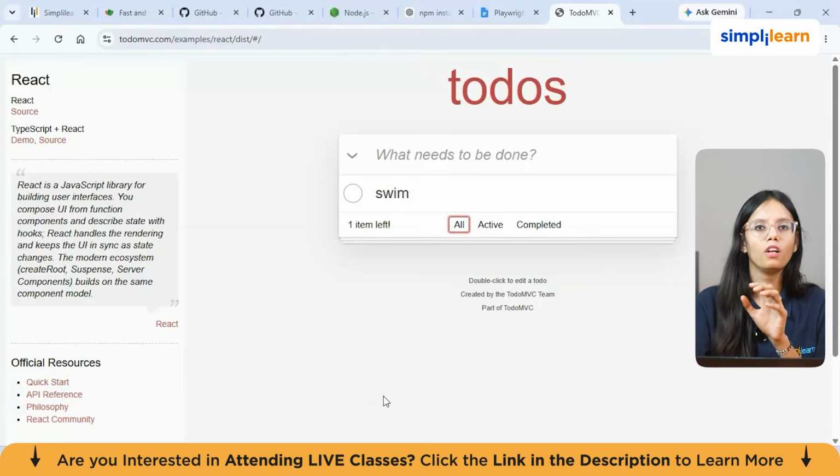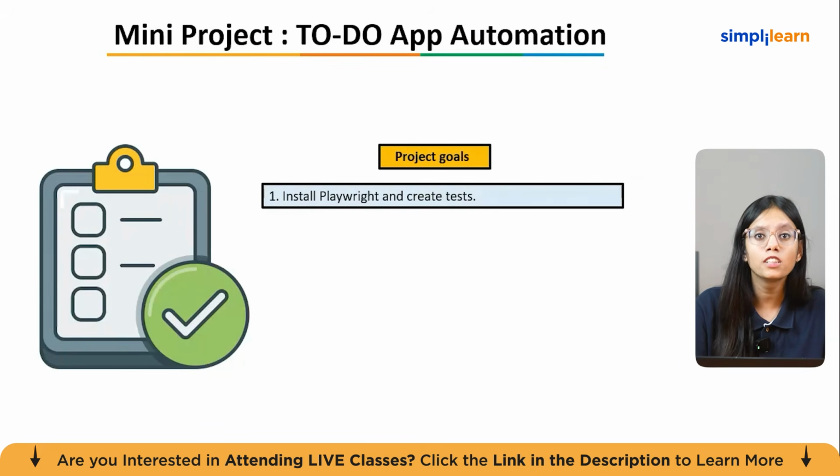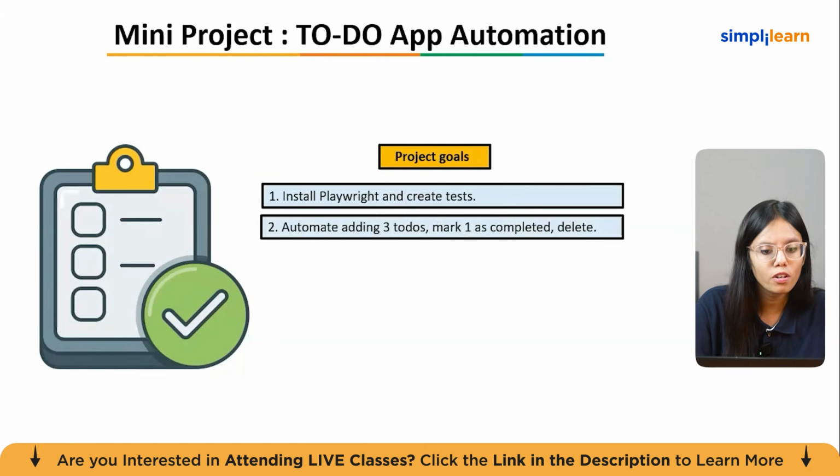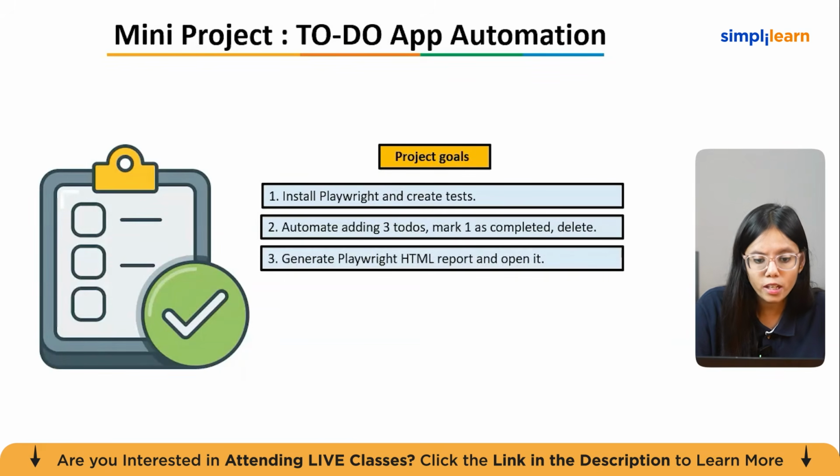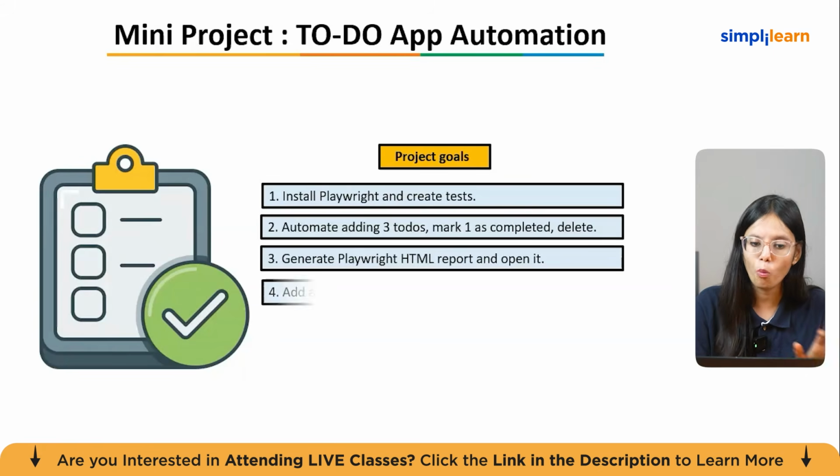We already know the tools required for this project are Node.js and Playwright, and the editor, which is VS Code, which we saw earlier in this tutorial. Now let's look at the goal of this project. First we will install Playwright and create tests. Then we will automate adding 3 to-dos, marking one as completed, and deleting it. Then we will generate the Playwright HTML report for the task we have done, and open it.